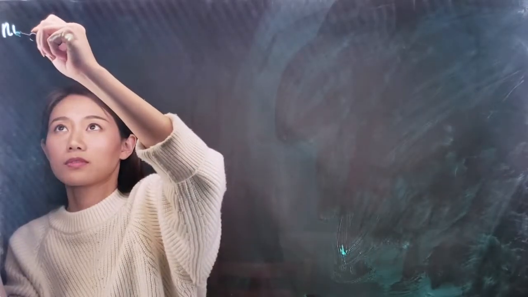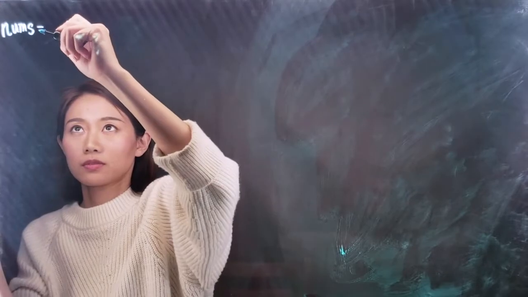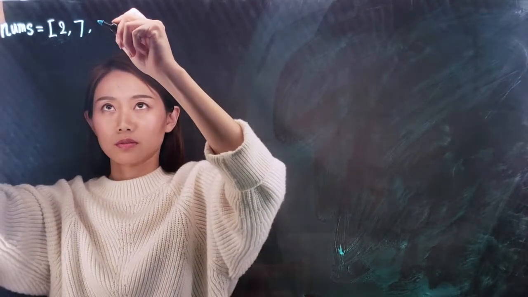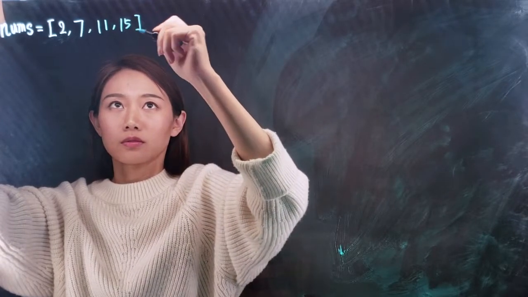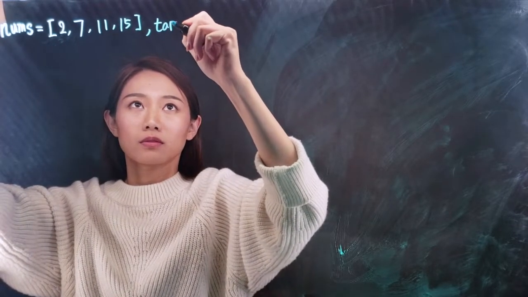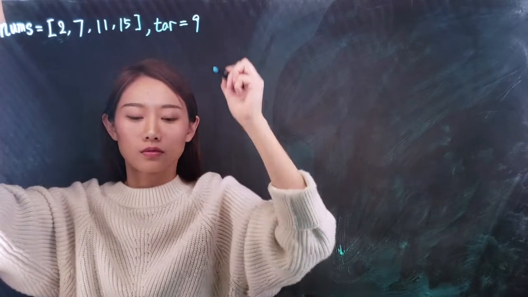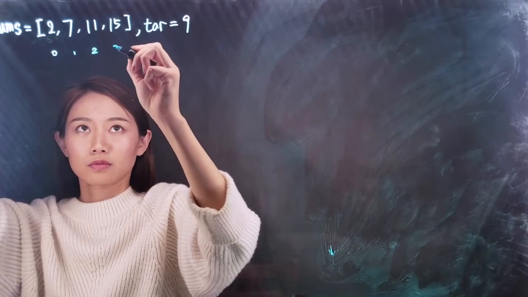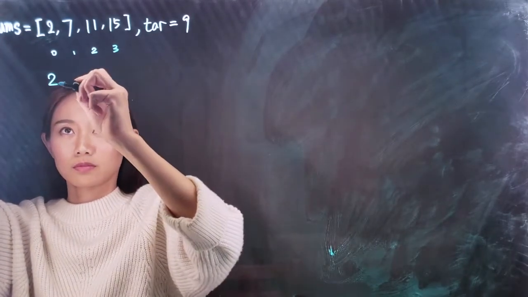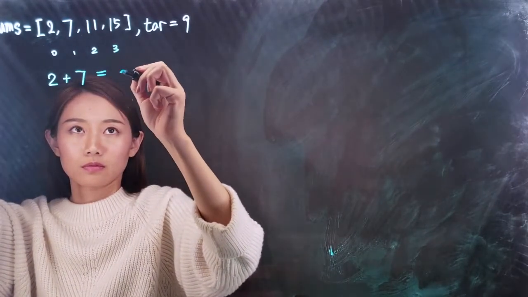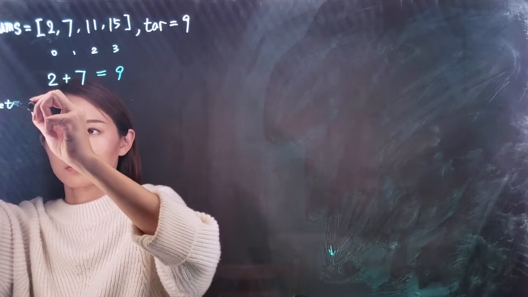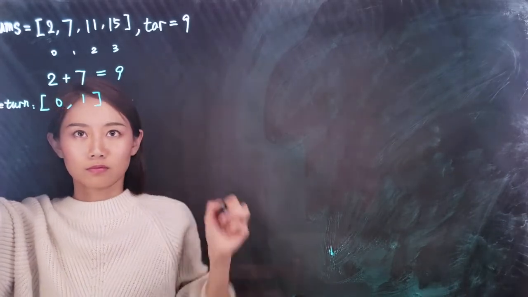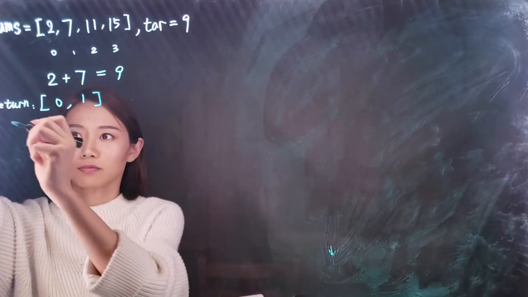So the problem is, given an array of integers, return indices of the two numbers such that they add up to a specific target. For example, if we have an array of integers 2, 7, 11, 15, and a target number 9, because 2 plus 7 equals 9, we want to return the indices of 2 and 7, which are 0 and 1. Okay, let's solve this problem together.